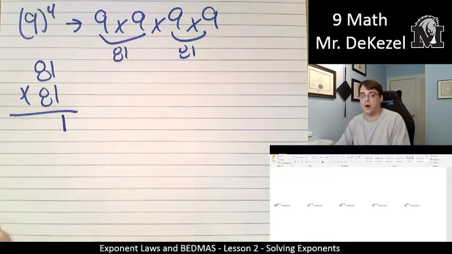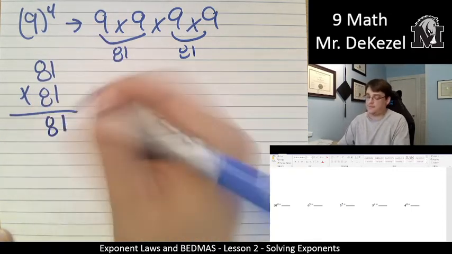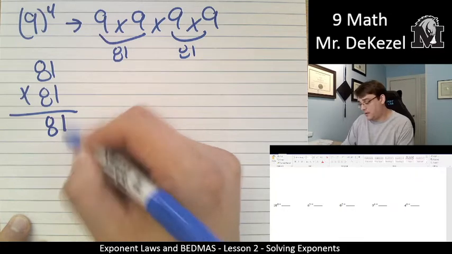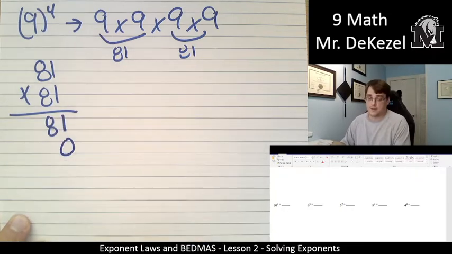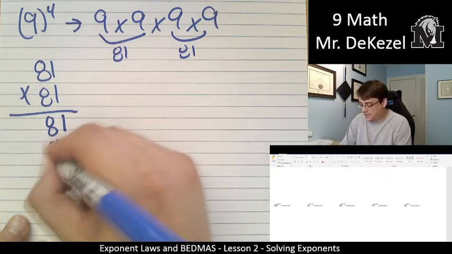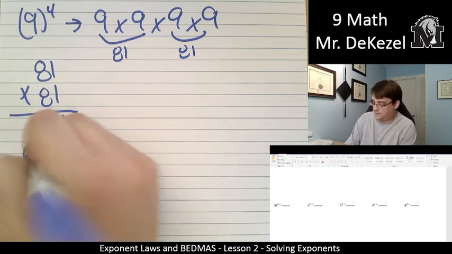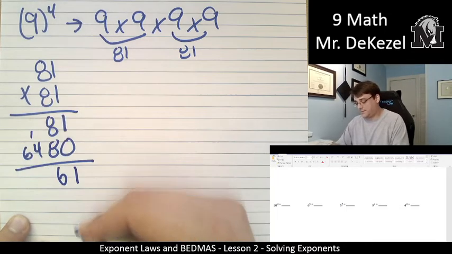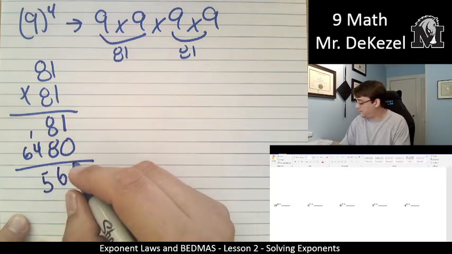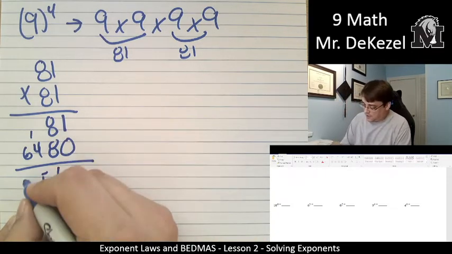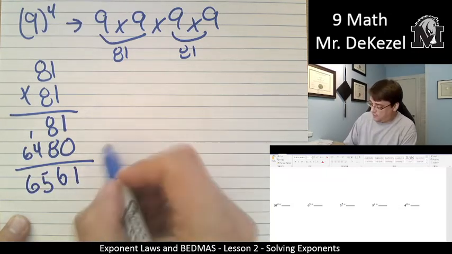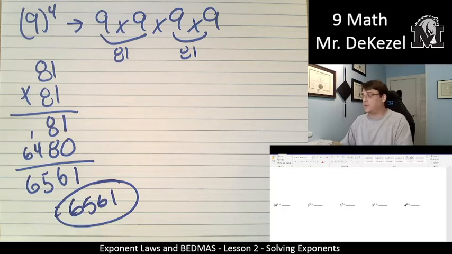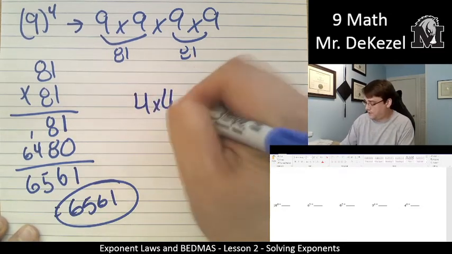1 times 1 is 1, and 1 times 8 is 8. It's nice and easy. This is why I'm doing it this way. There's not any crazy numbers to add and subtract. We're moving over a place, so we're going to put a 0 as a placeholder. And 8 times 1 is 8, and then 8 times 8 is 64. We're going to go ahead and add those two lines. 1 plus 0 is 1. 8 plus 8 is 16. 4 plus 1 is 5. 6 brought down. We have 6,561 as our answer.